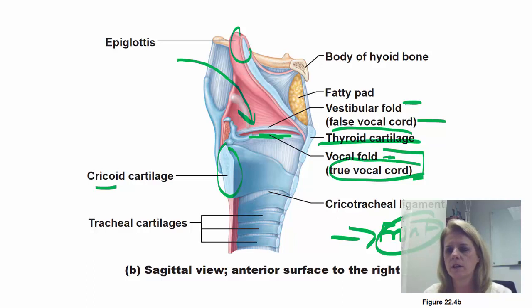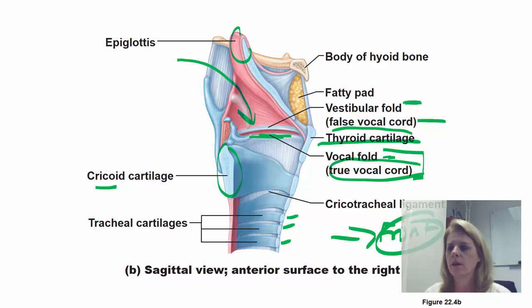These are landmarks when you're looking at images, and also when you're palpating things, you can feel some of these cartilages as well. You have tracheal cartilages, and you can sometimes feel those. These are the rings that make up the trachea, and they help keep the airway patent, or open, so that your trachea doesn't collapse.